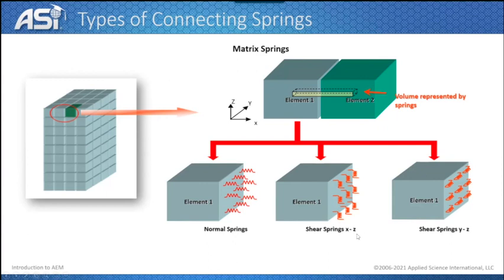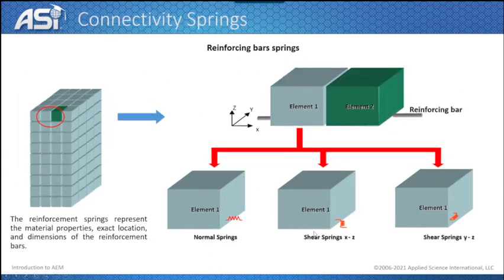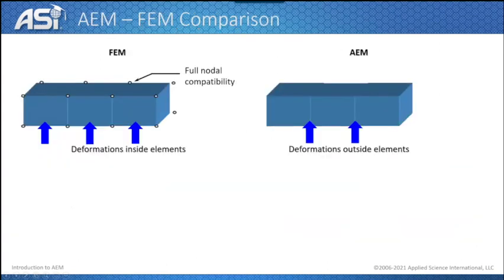With the same exact concept, if you have a reinforcement rebar that's going to pass between those two elements inside the column, in this case, it's going to be a stirrup. So we replace the reinforcement rebar at its exact location with, again, one normal spring and two shear springs, one in XZ direction and one in YZ direction. There are some minor differences between the applied element method and the finite element method.